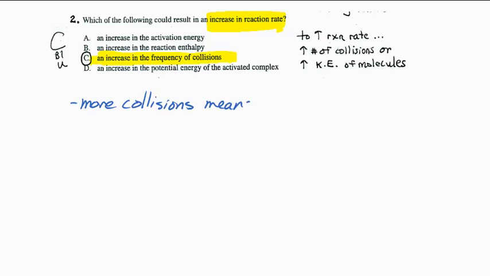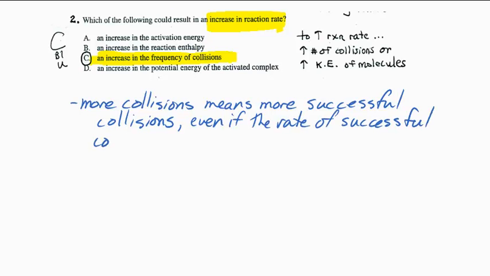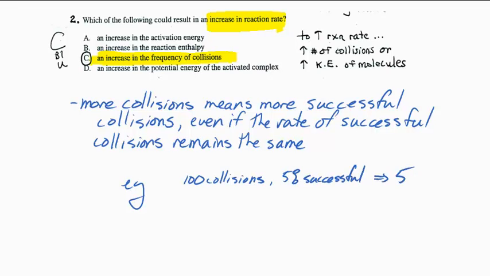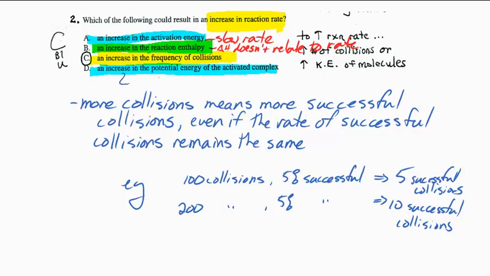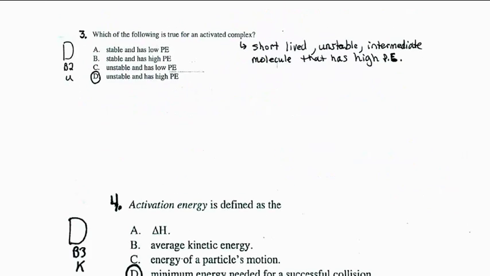Here, we're looking at an increase in reaction rate, so you must have more collisions that are successful. And you can do this even if the rate of successful collisions remains the same. Just have more collisions. 5% of 200 is more than 5% of 100. Now, if you increase the activation energy, you're actually slowing the rate. A and D essentially say the same thing, a higher energy barrier.